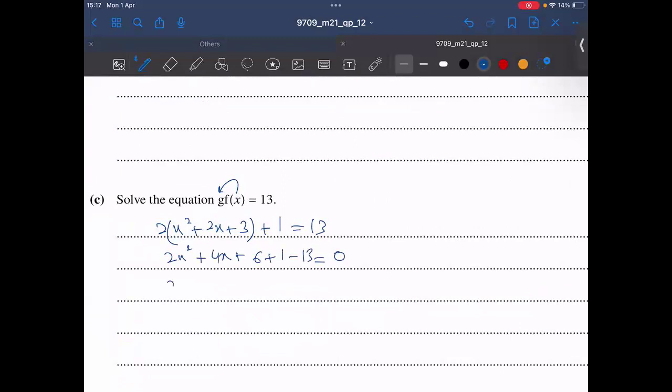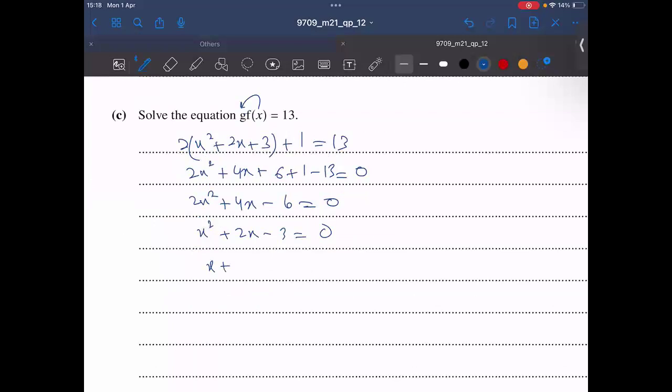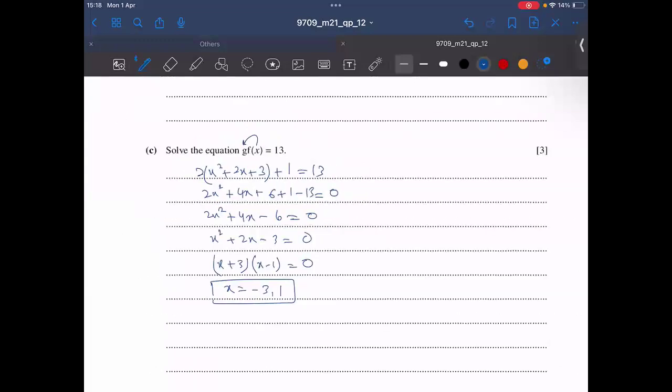It's going to be 2x square plus 4x plus 7 minus 13, which is minus 6. It will be x square plus 2x minus 3 equal to 0. It's going to be x plus 3, x minus 1 equal to 0. x equal to minus 3 and 1. Is it clear or not, both of you?